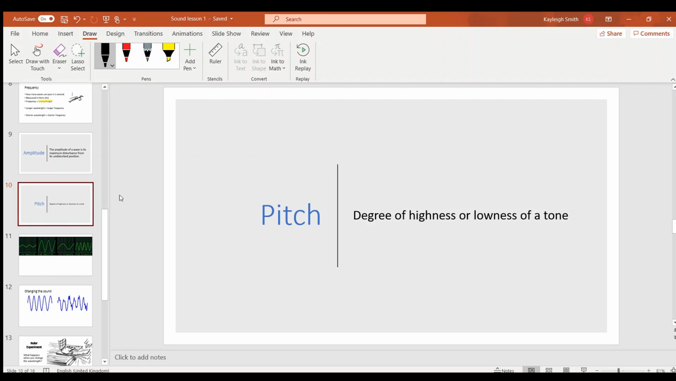And lastly is this word pitch, which you're probably familiar with from your music lessons. This is how high or how low a tone is. So talking in a really squeaky voice like this is a really high pitch, and talking in a really low voice like this is a low pitch. And we can relate that back to our frequencies, which we'll do shortly with a little experiment.